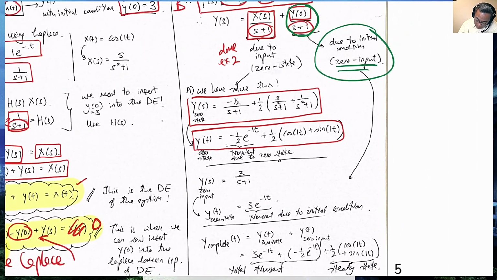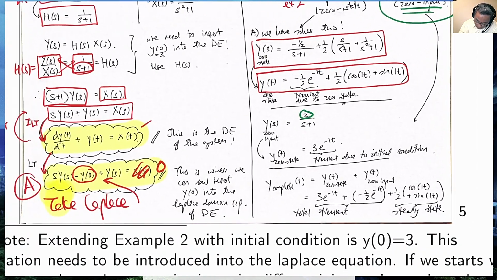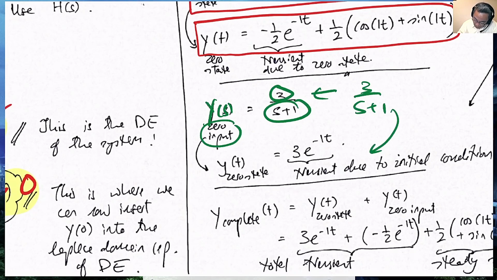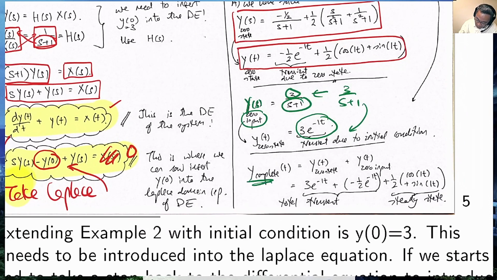So let's put y0. y0 is 3 over s plus 1. Now this is trivial then. So the Ys of a 0 input is simply this 3 over s plus 1. Therefore, the time domain is 3e^(-1t) by lookup table, and the complete solution is y of 0 state, which is example 2, this complicated equation here, plus the 0 input, which is due to the initial condition here.